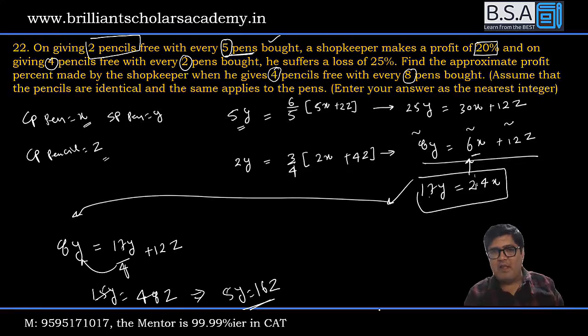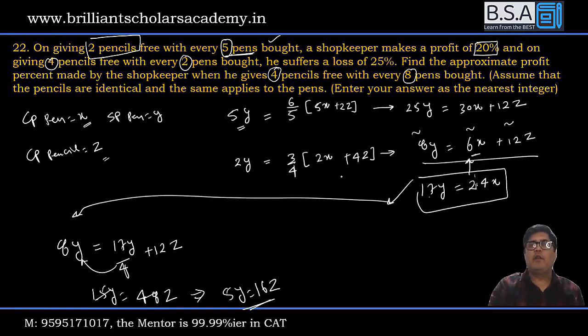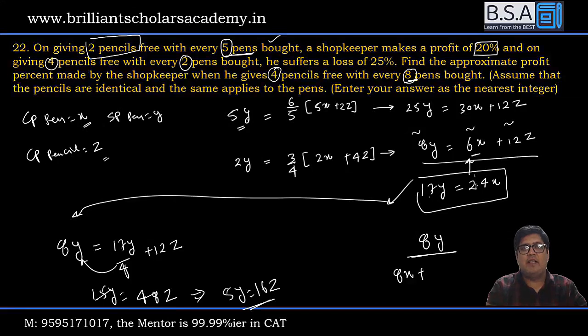That is there. Now, what do you want? When we purchase 8 pens, you want 8y, that is selling price, upon the cost price. What will be the cost price? Cost price will be 8x and, ये कितनी cost price है? How many pencils? 4 pencils free. 4 pencils would mean 4z. ये चाहिए अपने को. This is what we need.